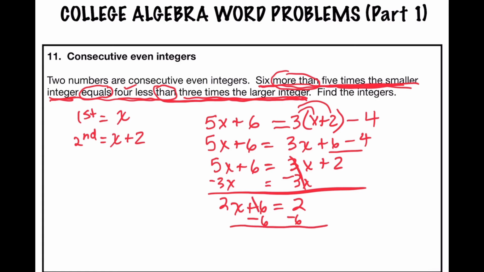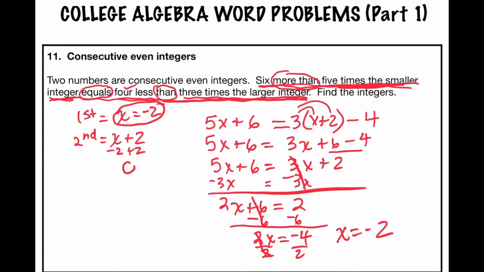6 minus 6 is 0. 0 plus 2x is 2x. And 2 minus 6 is negative 4. Divide both sides by 2. 2 divided by 2 is 1x, and negative 4 divided by 2 is negative 2. So I know my first integer is negative 2. My second integer will be negative 2 for x, plus 2, and that will be 0. So my first integer is negative 2, and my second integer is 0.